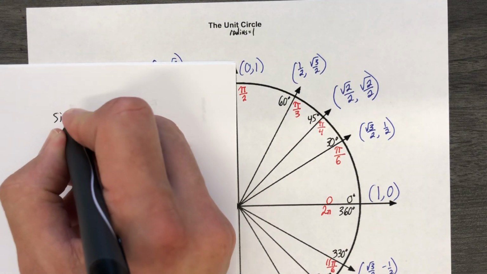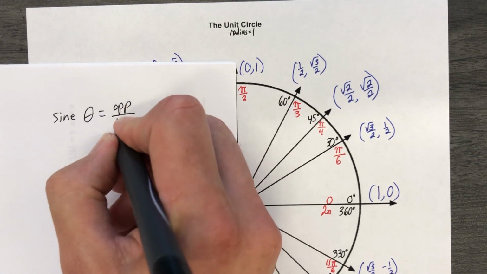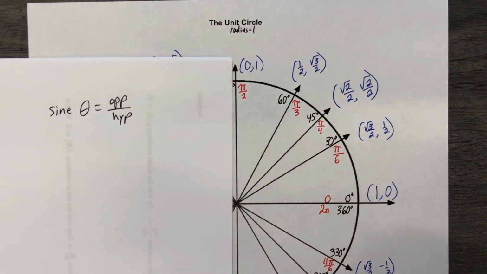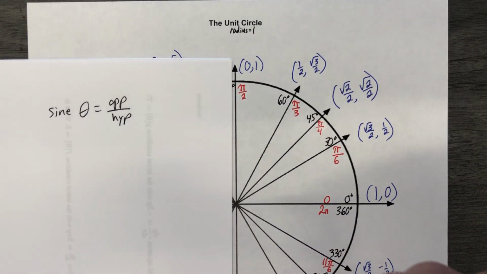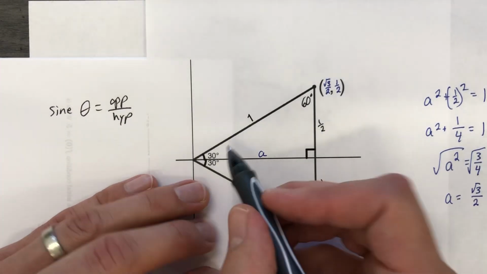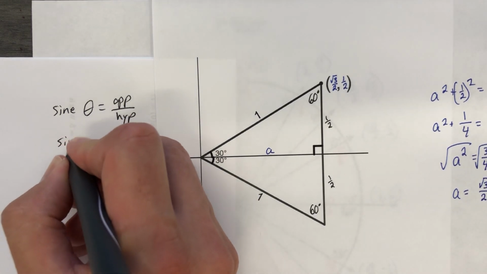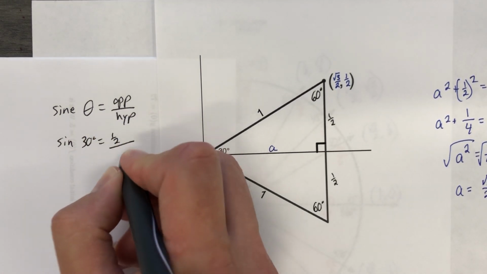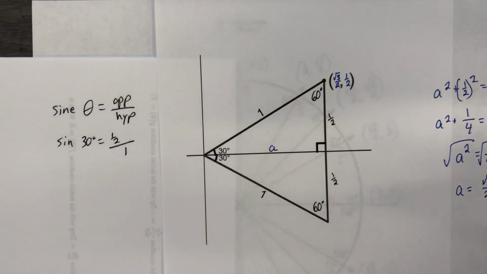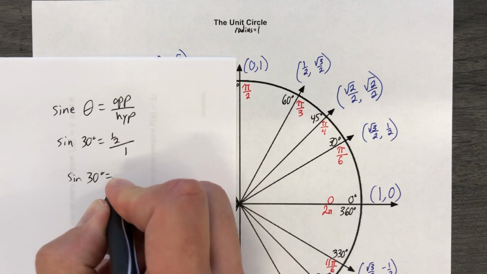The sine of some angle is equal to the opposite divided by the hypotenuse. We'll do the same idea, and let's just do the 30, 60, 90 degree triangle we already had. There it is. The opposite of the 30 is 1/2. So the sine of 30 degrees is 1/2 divided by the hypotenuse, which was 1. No surprises. The sine of 30 degrees is 1/2.